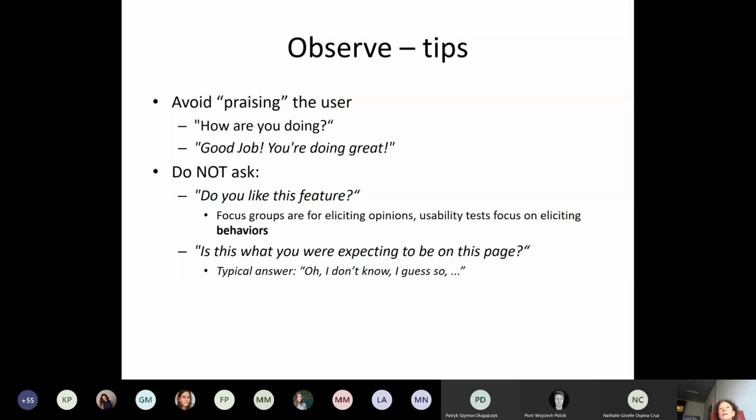There is also the interaction with the user in this stage. If there is a live observer sitting side by side, it's important that you make no comments about the user behavior.